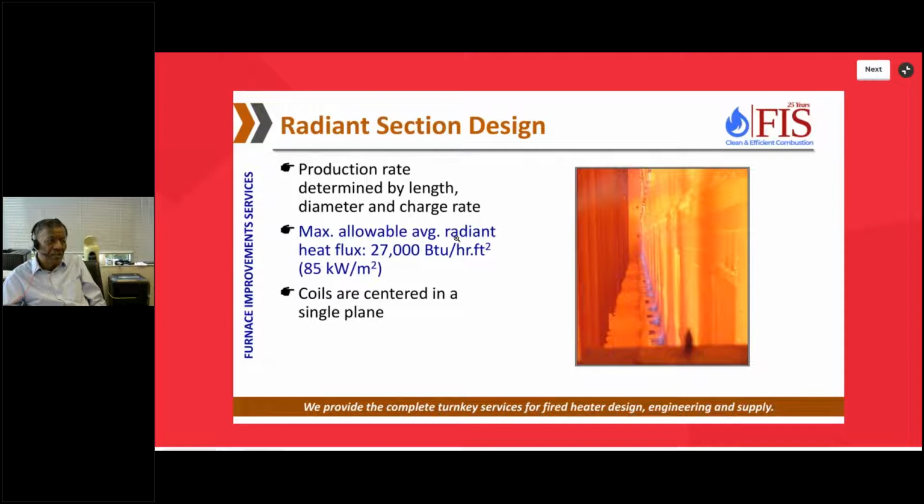As I said, maximum allowable flux is typically around 27,000 BTU per hour per square foot, or 85 kilowatts per square meter. Coils are in the center. That's typically how these things are designed.